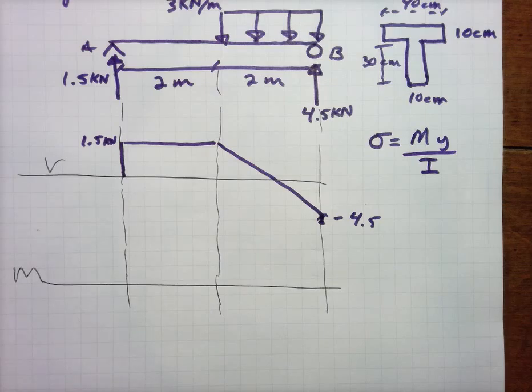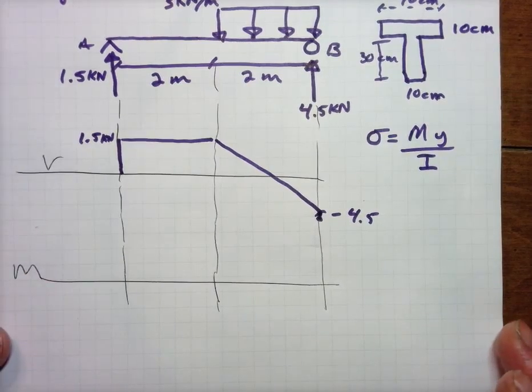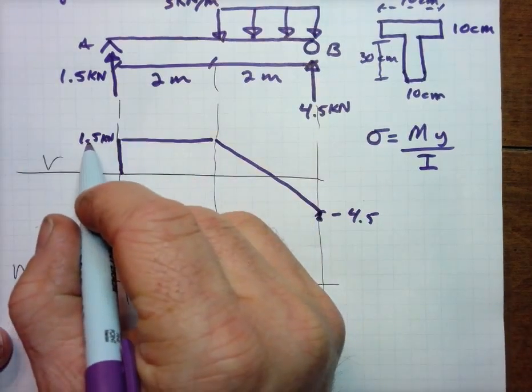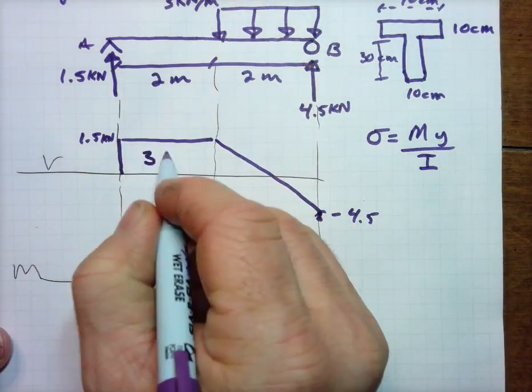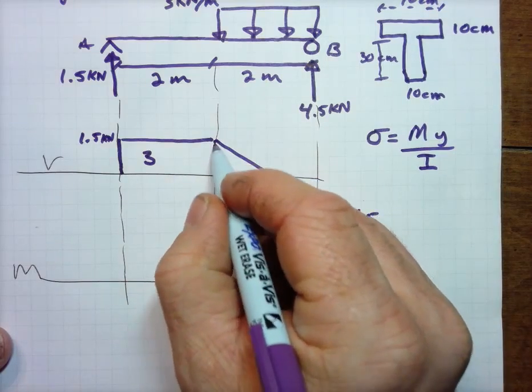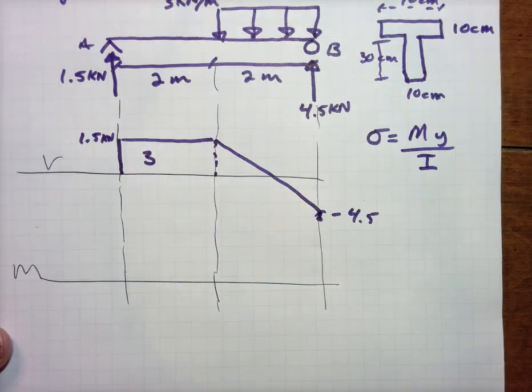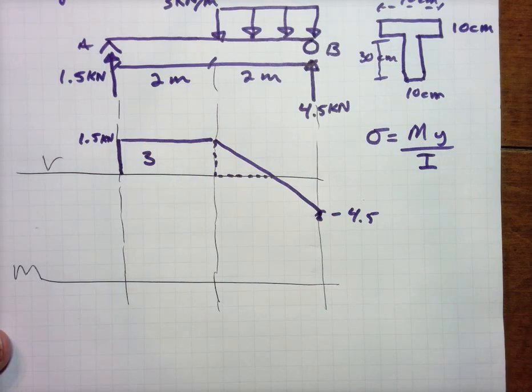Now we need to calculate the areas. And this takes a little bit of geometry for us to calculate the areas. Well, first of all, 1.5 kilonewtons times 2 meters is, here's an area of 3. This height is 1.5. Here's the problem. We don't know that distance. But we're going to get it using similar triangles.